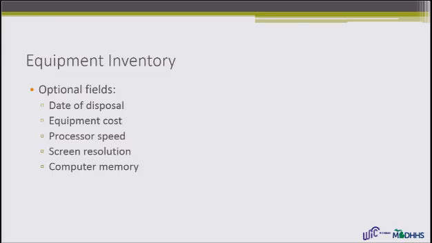The optional fields on the screen are date of disposal, equipment cost, processor speed, and computer memory. On the screen, active equipment is displayed by default, and as we talked about earlier, checking the Show All box displays all the equipment inventory for that particular clinic.